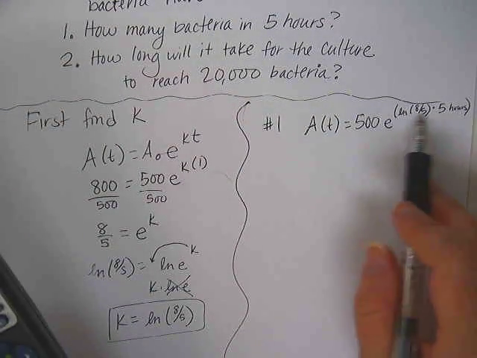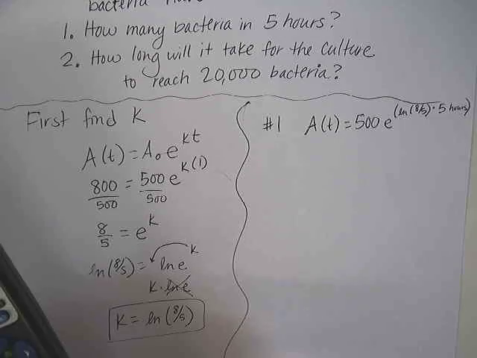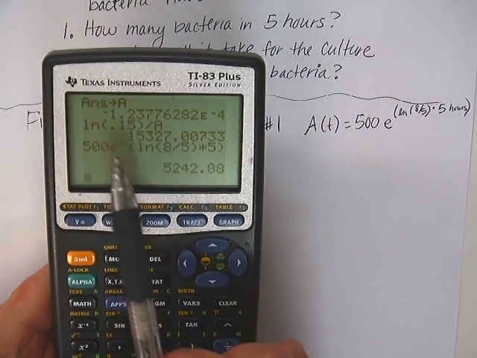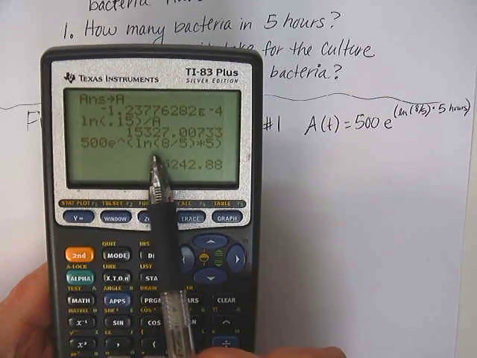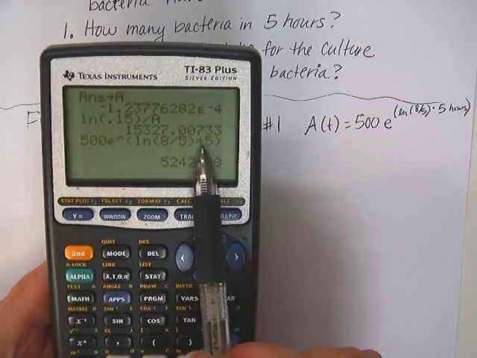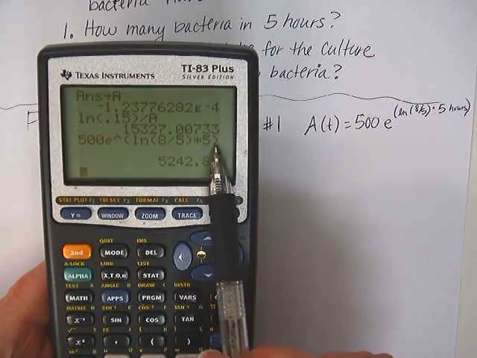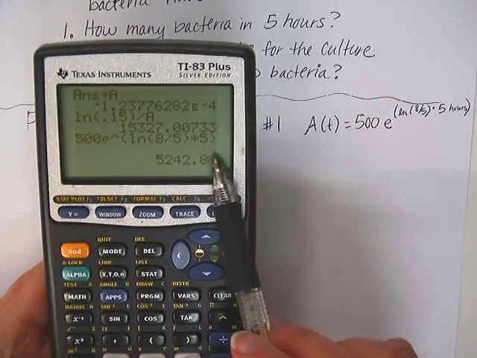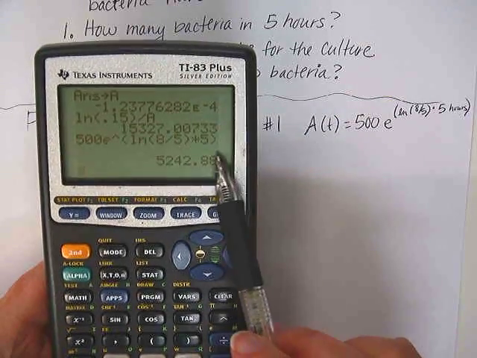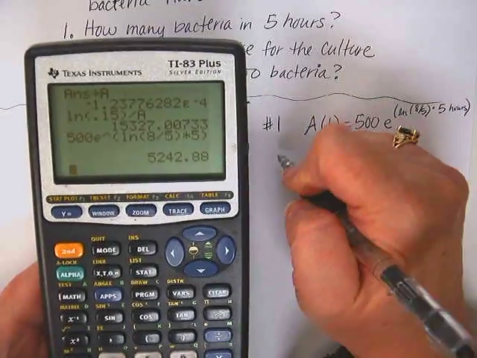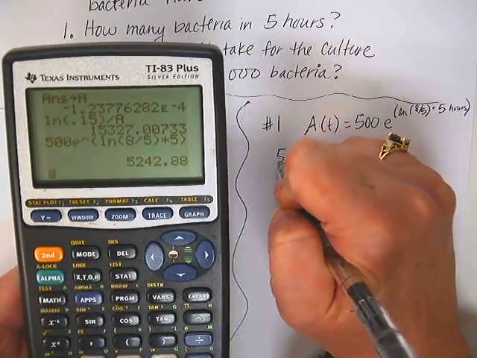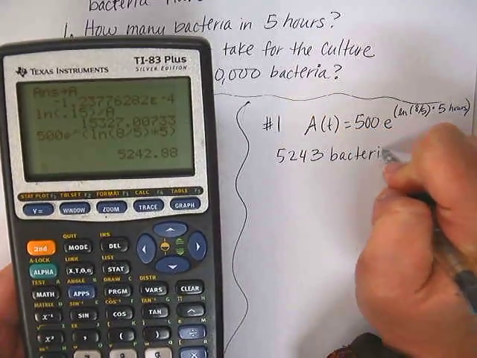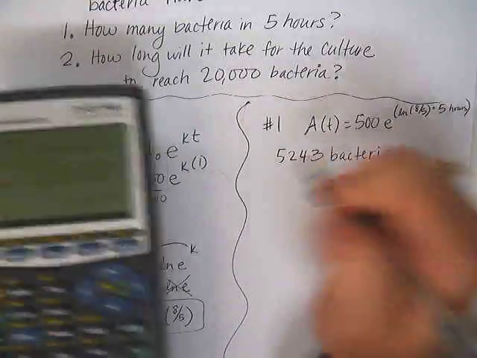Now we're going to plug that into a calculator. Be very careful about making sure you put parentheses around your exponent, or you may not get the right answer. So we plug that into our calculator like this: 500 e to the parenthesis natural log parenthesis 8/5 parenthesis times 5 parenthesis power, so that's all in parentheses there. We get 5,242.88. Since we're not going to have a partial bacteria, let's round that. So the amount would be 5243 bacteria in 5 hours.